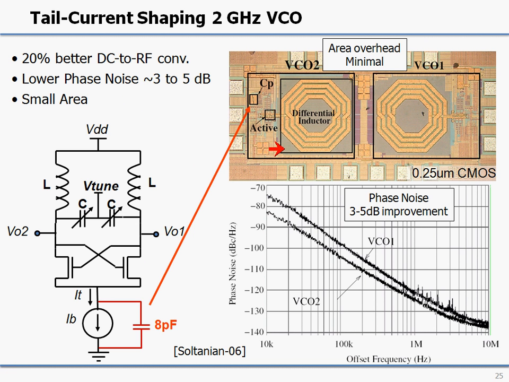So indeed, if we build two of those oscillators and compare them, one has the extra capacitor and the other one does not. Then we see that we get a larger amplitude out of the tail current-shaped oscillator. Both are operating with the same power. And at the same time, we also get a lower phase noise. In this example, it was about 3 to 5 dB. We notice that in this case, the area overhead of this technique is, of course, much smaller.